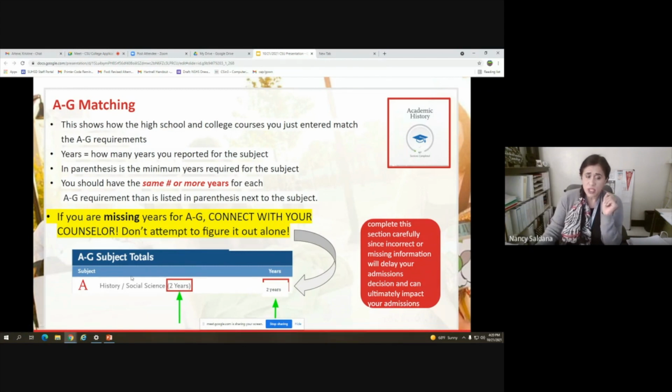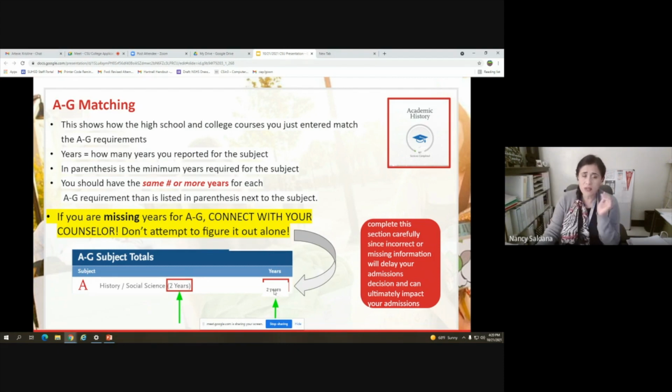One of the A through G requirements is that you complete history, and for A through G purposes, you need to complete 2 years of history. That means that when you completed your high school coursework, it needs to state that you actually completed 2 years of history.